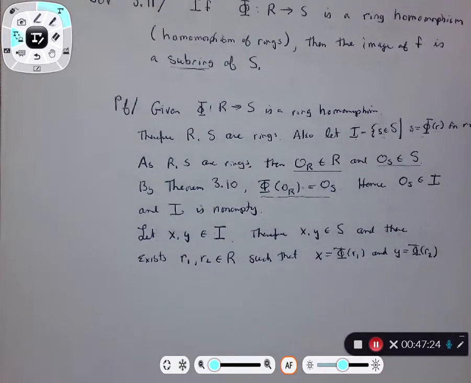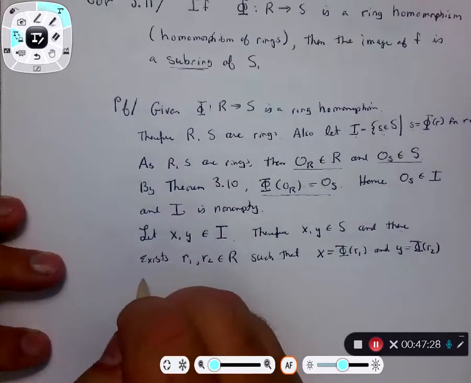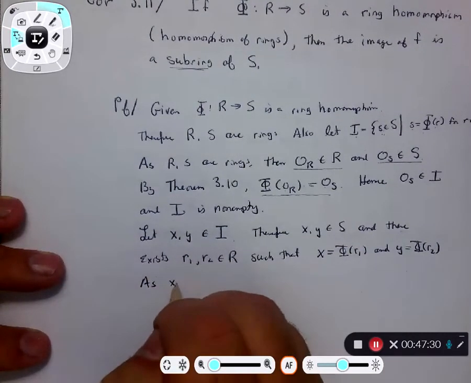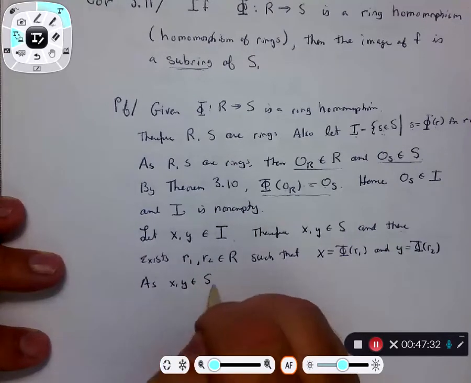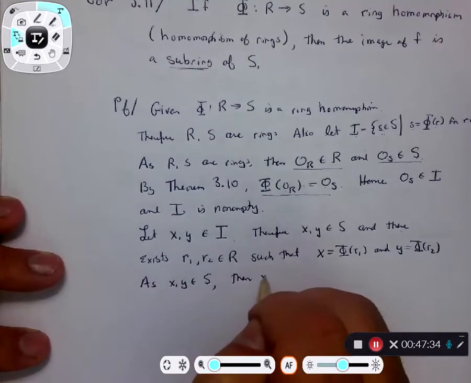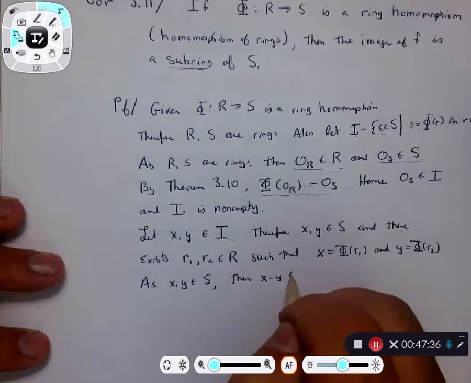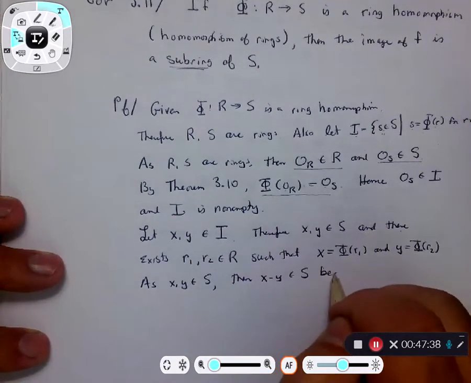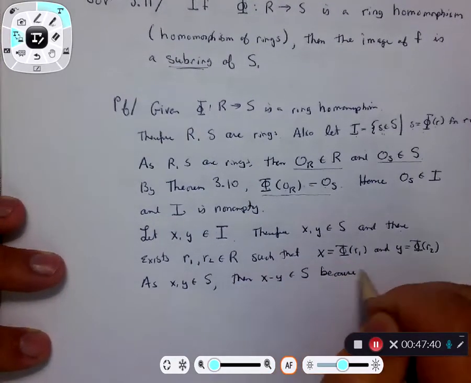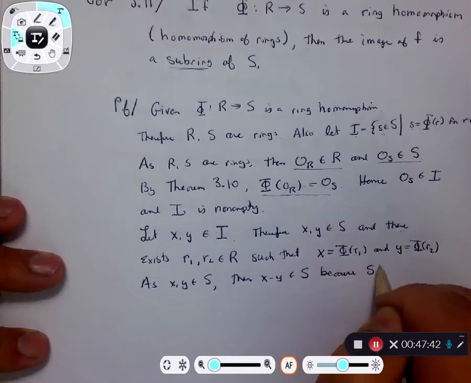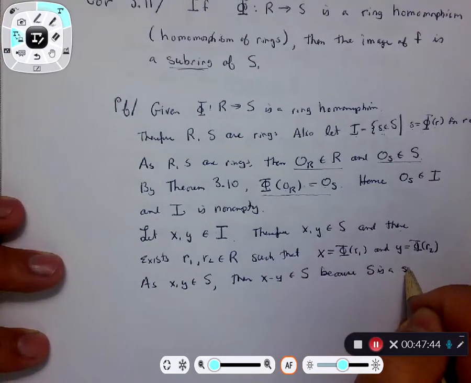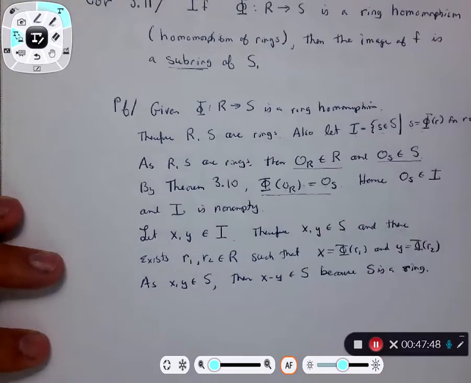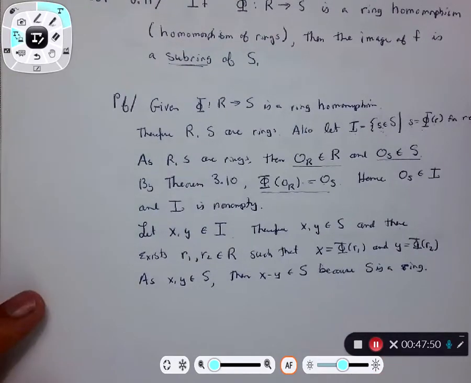We want to talk about closure under subtraction. So, as X and Y are elements of S, then X minus Y is an element of S, because S is a ring, and rings have closure. So you just have to tell me S is a ring, because rings have closure. Let's keep going.